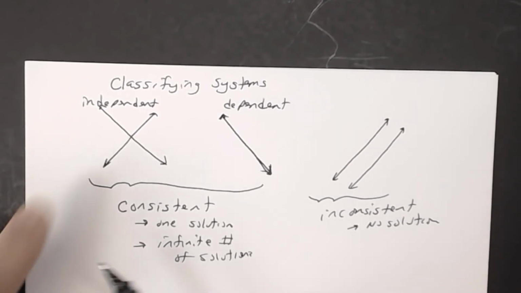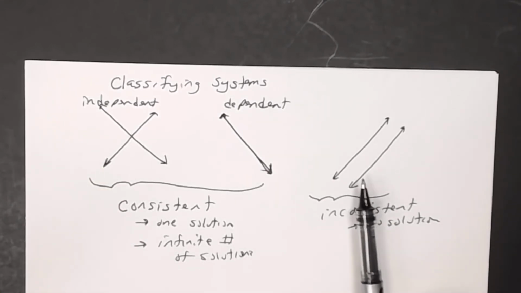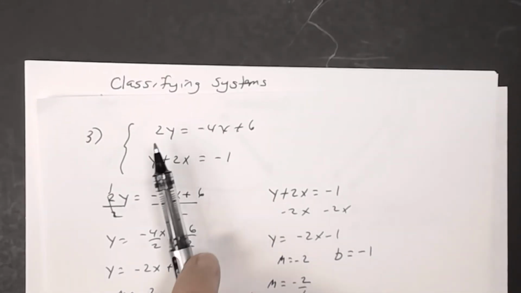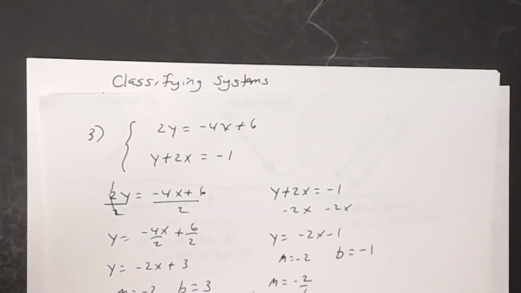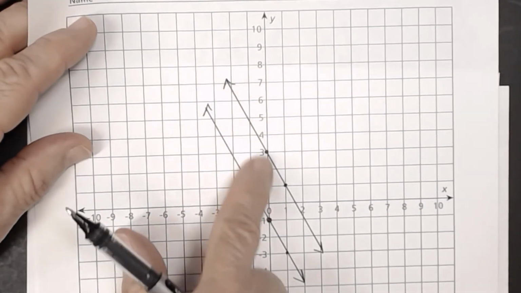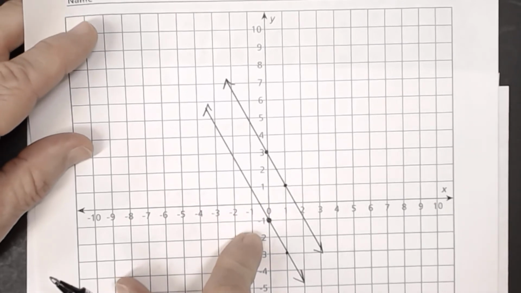Okay? Now let's look at this system right here. That was one that was parallel, remember? So let's look at that one. That was number 3. So remember we graphed number 3 right here. We had these two parallel lines that did not intersect. They had different y-intercepts. Okay? So here's my question.